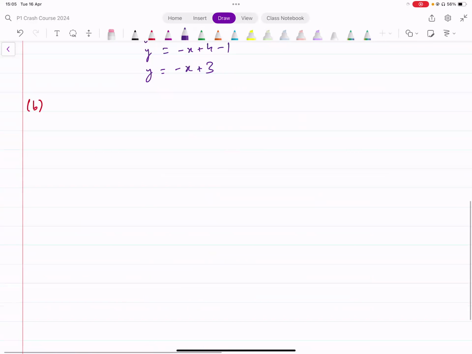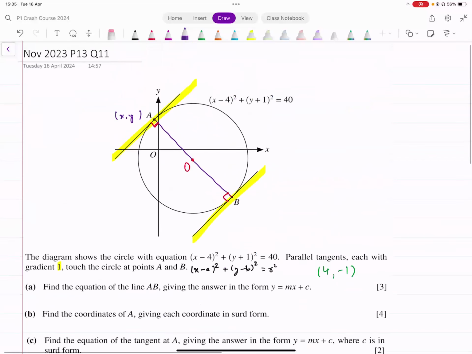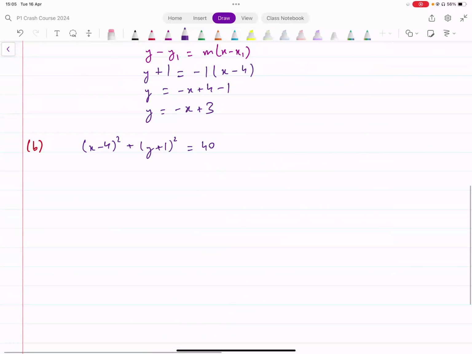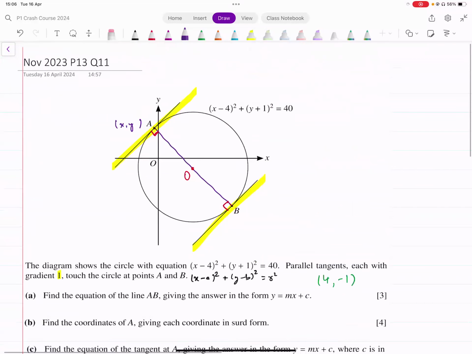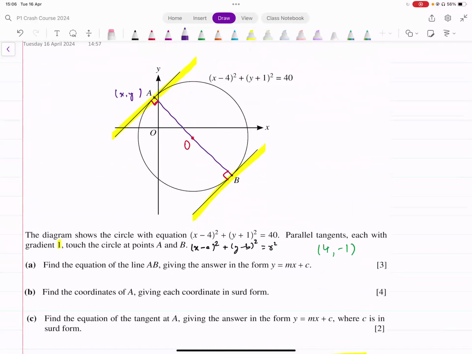Okay, let me write that down. The equation that we have, x minus 4 whole squared plus y plus 1 whole squared, that equals 40. That's one thing that we've got. Now we need some other equation in terms of x and y. Okay, some other equation that connects x and y at the point A. Do we have any other equation in x and y? Can you think of one? Is there a way to write down another equation that connects x and y?